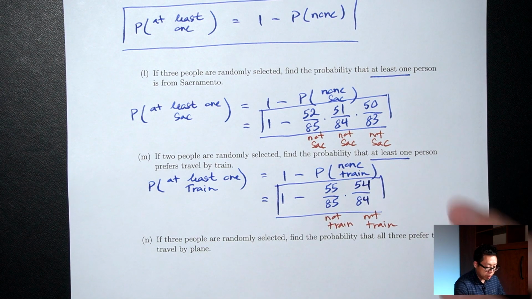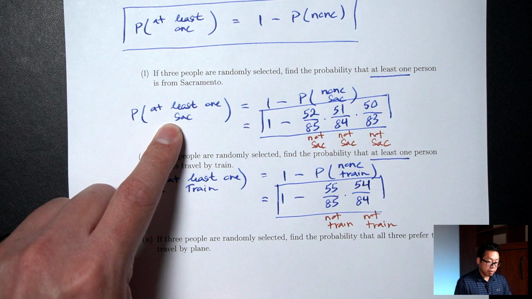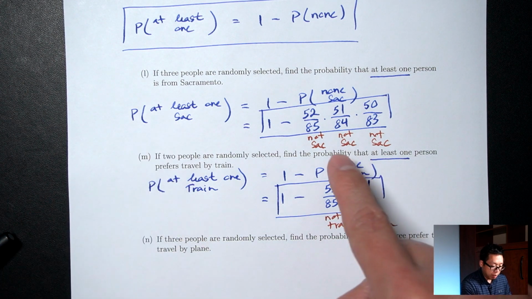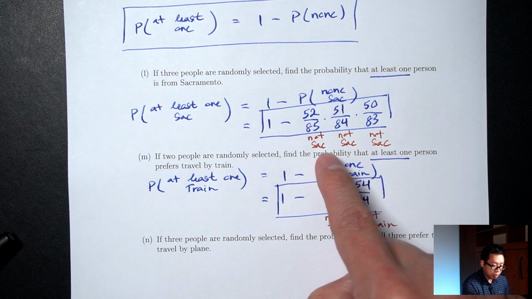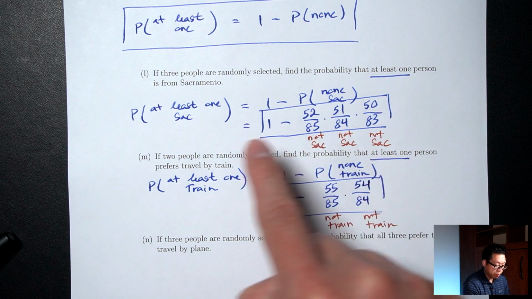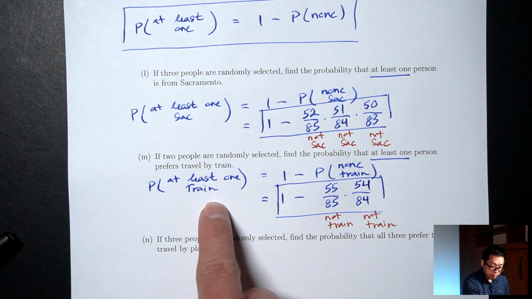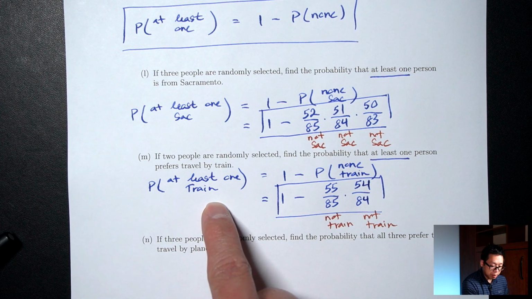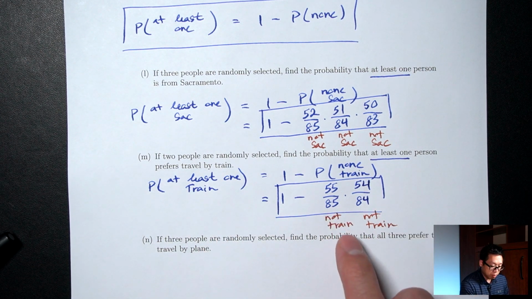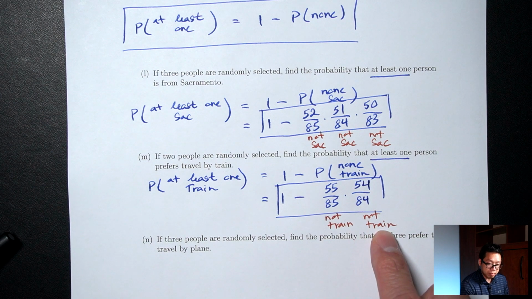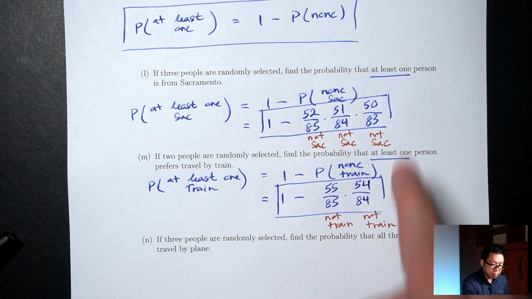Okay, notice that on both of these, I'm looking for at least one SAC, but because we're finding the answer using the complement, when I do my fractions, I want not SAC, not SAC, not SAC. I'm looking for at least one train, but because I'm using the complement for my fractions, I'm looking for not train. Don't forget the nots.